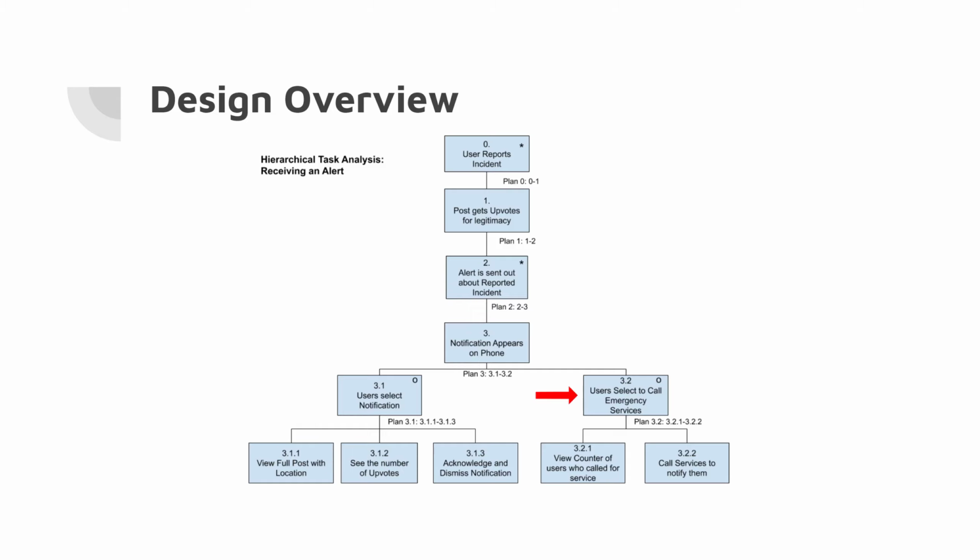So users also have the option to call emergency services if needed. But before they do that, they are able to view the counter to see how many users have already called for services. And if there's zero numbers, then they should call services to notify them.